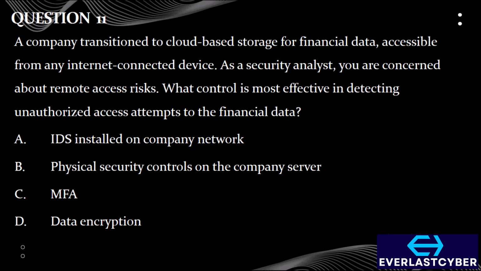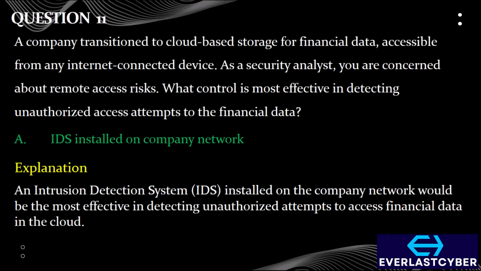The control that will be most effective in detecting unauthorized access attempts to the financial data would be option A, IDS installed on the company network. An intrusion detection system installed on the company network will be the most effective in detecting unauthorized attempts to access financial data in the cloud. The IDS monitors the network traffic for suspicious activities and potential threats, and it will also alert security personnel to unauthorized access attempts.